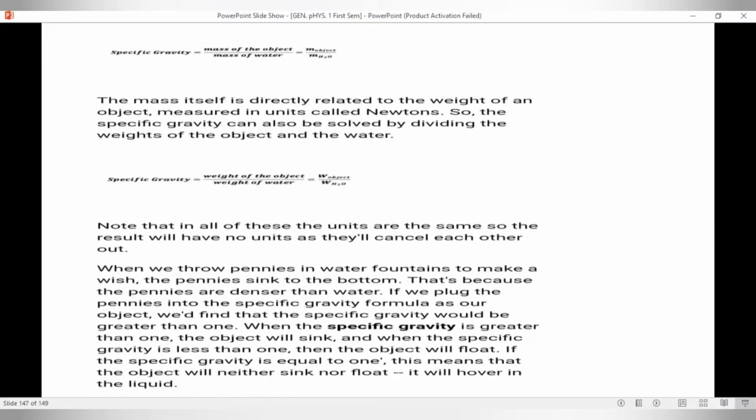If the specific gravity is equal to 1, this means that the object will neither sink nor float, and it will hover in the liquid. So the specific gravity of water is 1. So once the specific gravity of the object you wish to put on top of the water is greater than 1, like pennies, it will sink. But if the specific gravity of those objects is less than 1, it will float.